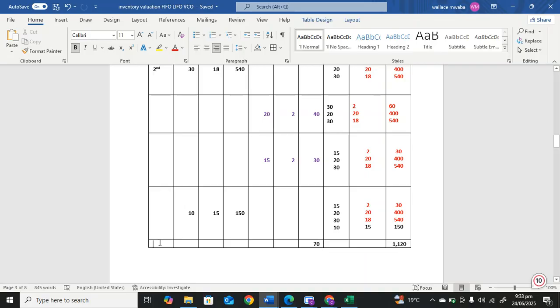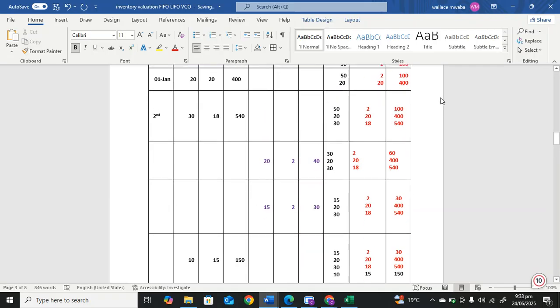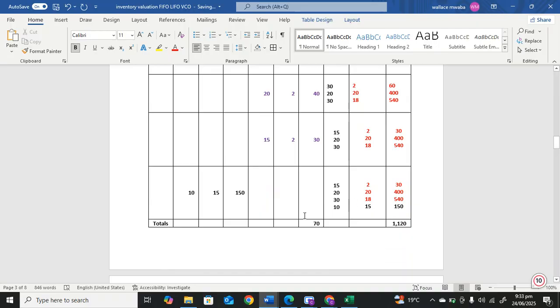Oh, you can put here, so I can put like this, totals. Okay, even the purchases cost, you can get the total purchases, you add this. But yes, to answer your question, Mr. Chimunya, you can put here totals so that the marker can know that, okay, those are your totals.